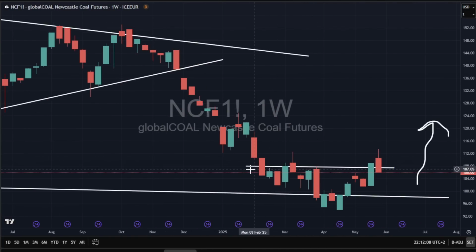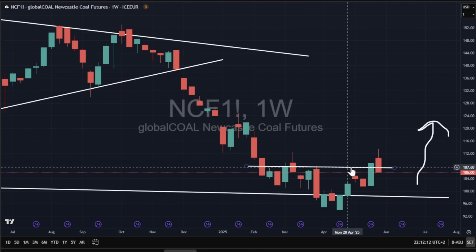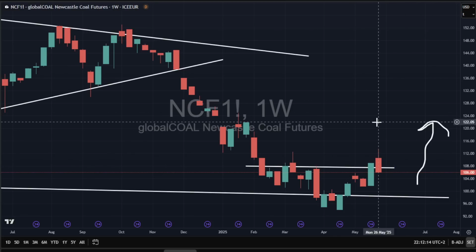Newcastle coal future right at the support area level. We're right around it. Well, it's resistance, I should say, not support, but resistance. We'll see if this works its way on up. I think we're seeing some weakness in TTF gas, which spills over into coal as well.